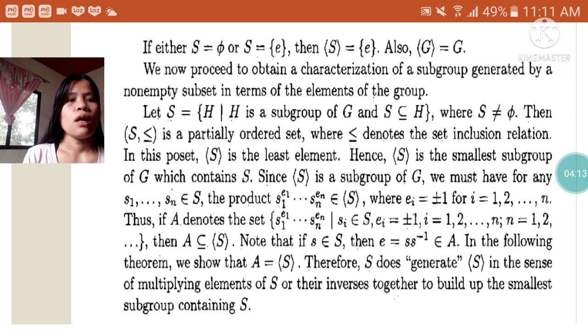Therefore, S does generate the subgroup generated by S, in the sense of multiplying elements of S or their inverses together to build up the smallest subgroup containing S. Let's proceed.